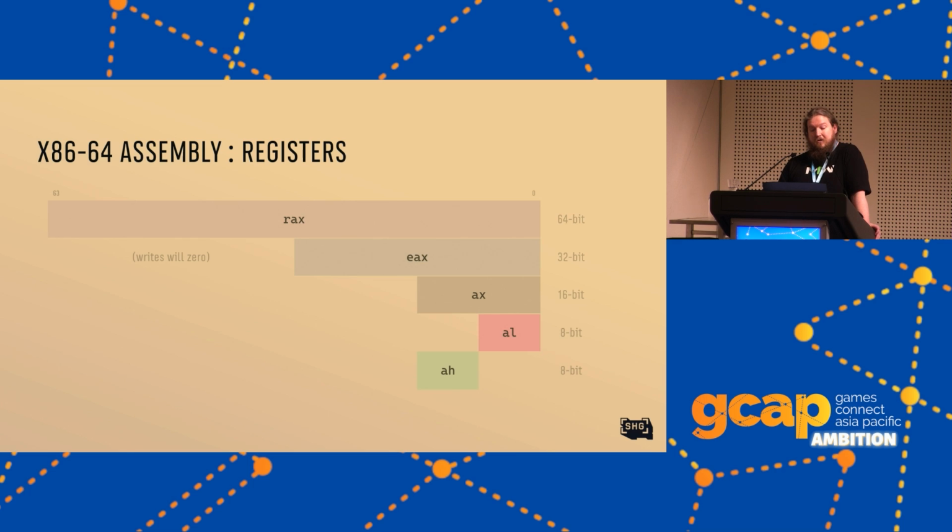The newer registers that were introduced in 64-bit, which is R8 through R15, are slightly different, where there's a different suffix that's used to access those lower bits. So for R8 here, we have a D suffix for the D word, which is the lower 32 bits, W for word for the lower 16 bits, and then B for byte for the lower 8 bits.